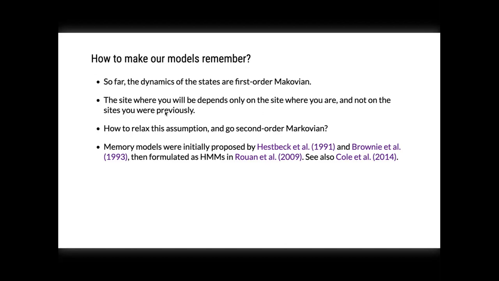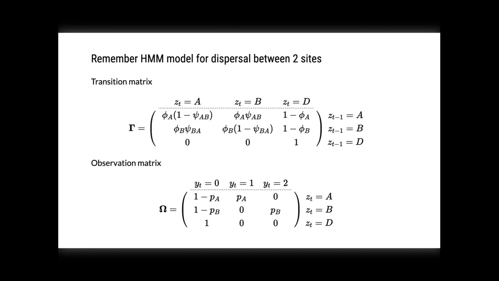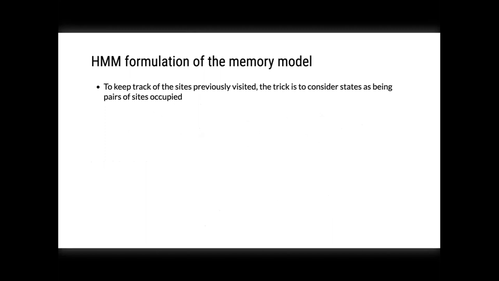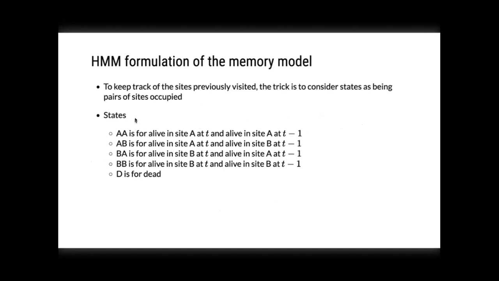Remember, that's the HMM for dispersal with two sites, the model that Daniel showed you. We had two sites, A and B, and some survival and movement transition probabilities between the two sites. Now, if we want to formulate the so-called memory model, to say there is some memory in the dynamic of the states, to keep track of the sites previously visited, the trick is to consider the states as being pairs of sites and not just one site. So we define the states as AA for alive in site A at T and alive in site A at T minus one. AB, same thing, alive in A at T and B at T minus one. BA is for B at T and A at T minus one. And BB, alive in B at T and alive in B at T minus one. And D is for dead.